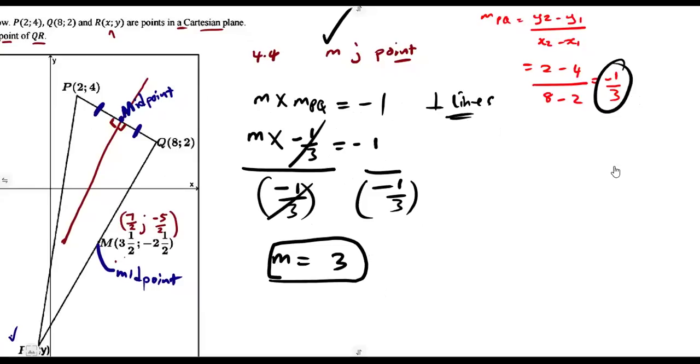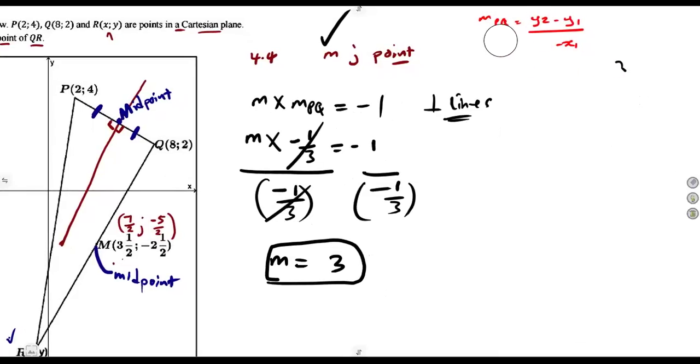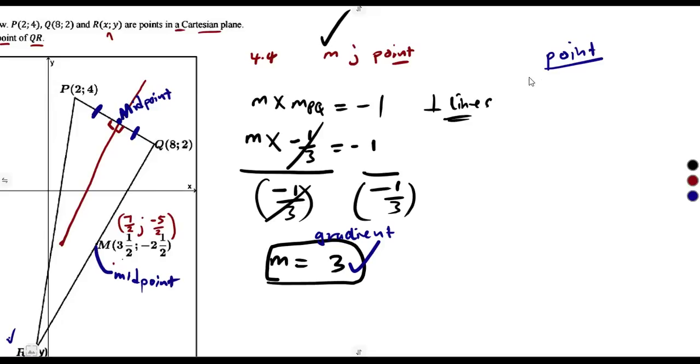After that, we need a point. Like I said, we need a gradient. The gradient is there. What else do we need? We need a point. So where are we going to have the point? The point in our case, where our line passes, is the midpoint of PQ. So our point is simply the midpoint of PQ, since it is a perpendicular bisector. So we are simply going to calculate the midpoint of PQ.